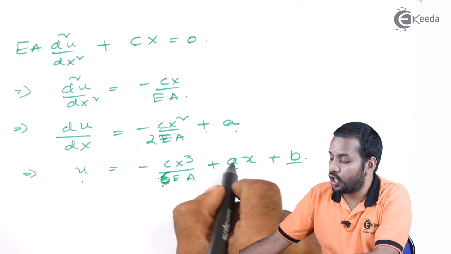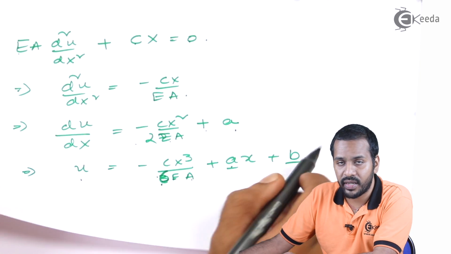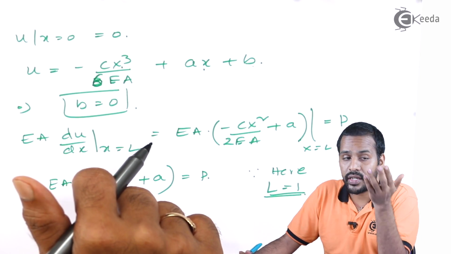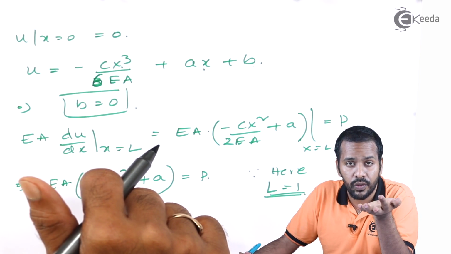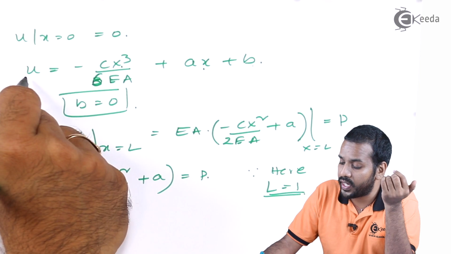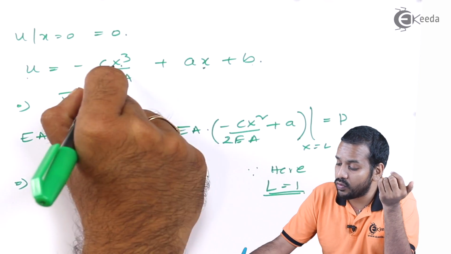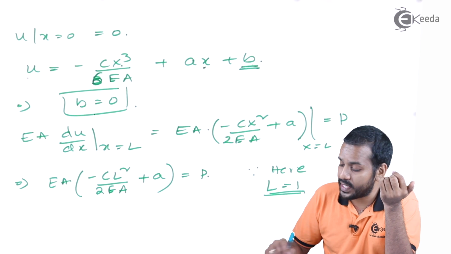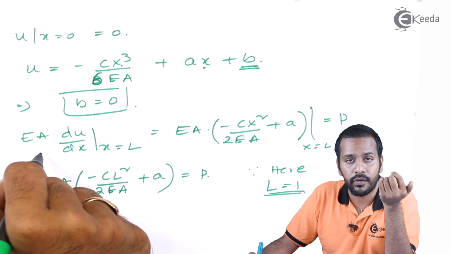b. So now we need to calculate two constants A and B. That we can calculate from the boundary conditions. So one boundary condition is Dirichlet boundary condition at x is equal to 0. That is, at x is equal to 0, the u value is 0. So that is why if you substitute x is equal to 0 in this expression, then you will get b as 0. Now the second boundary condition is the Neumann boundary condition.